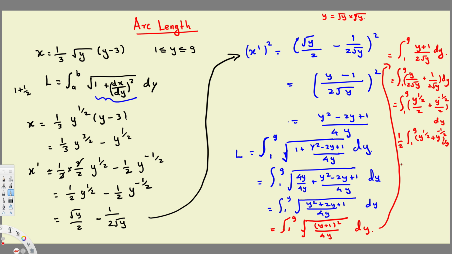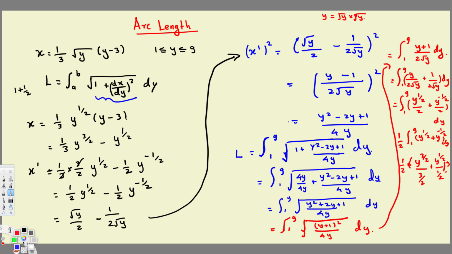So now this is easy to integrate. If we integrate this one right here, half plus 1 is going to be 3 by 2. So y power 3 by 2 divided by 3 by 2, and the next one is going to be y power plus half divided by half, going from 1 to 9, right?